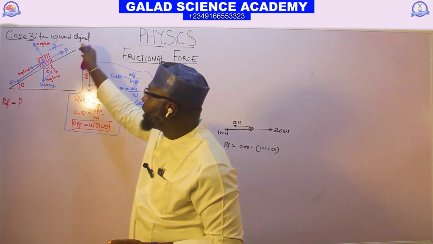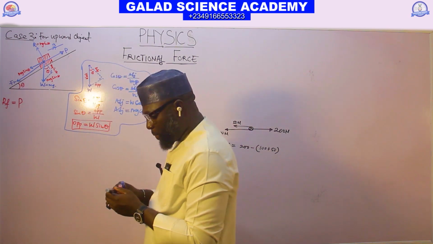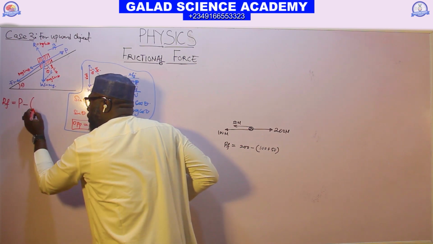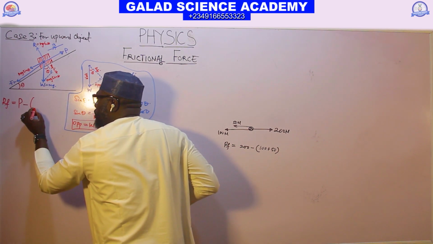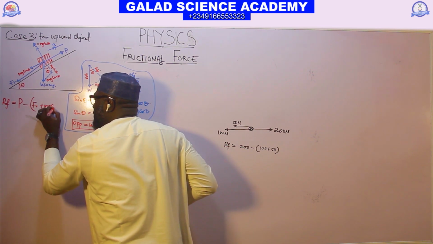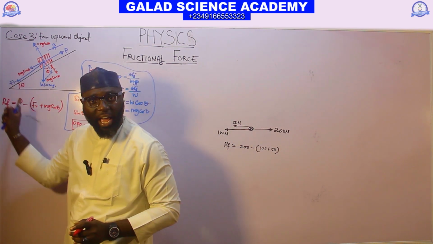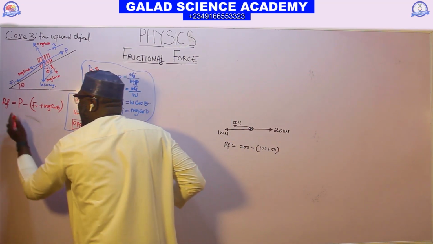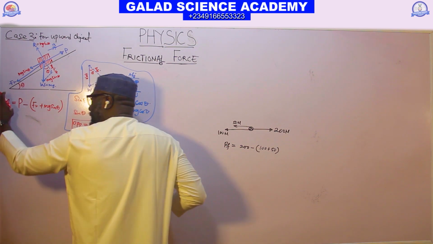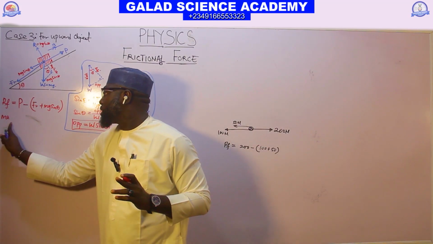Apply it here. The applied force is more than the sum of mg sine theta and Fr. So let's go. We now have P minus, what are we going to have now? We have frictional force plus mg sine theta. You add them together because they face the same direction. By using that, you now have the resultant force, RF. We know that it is also mass times acceleration.